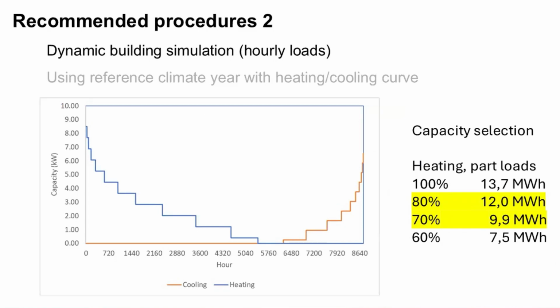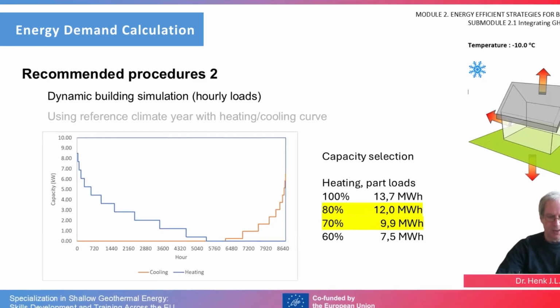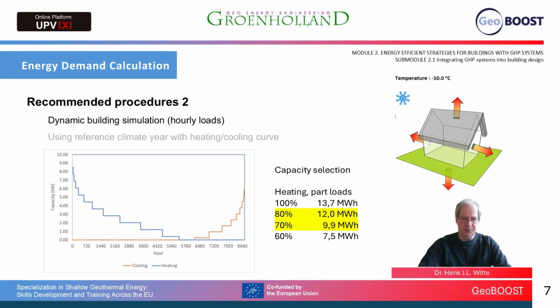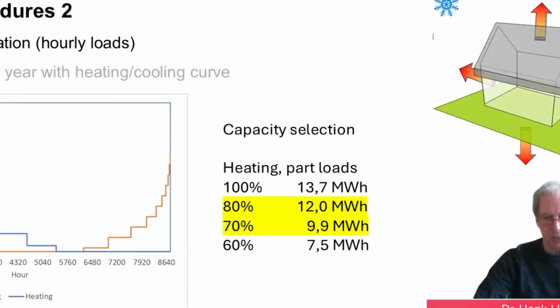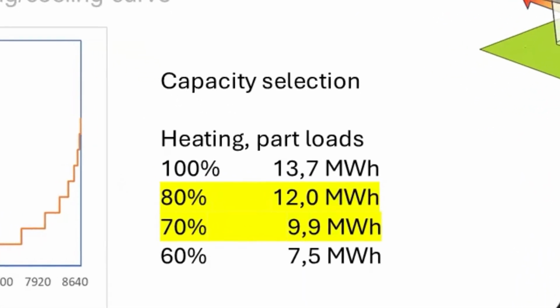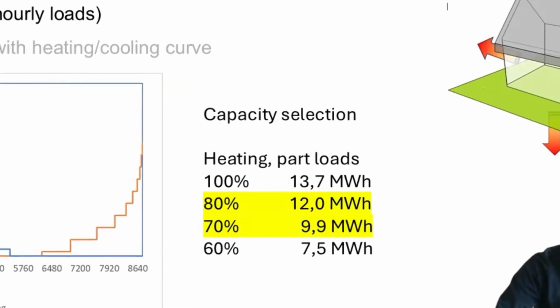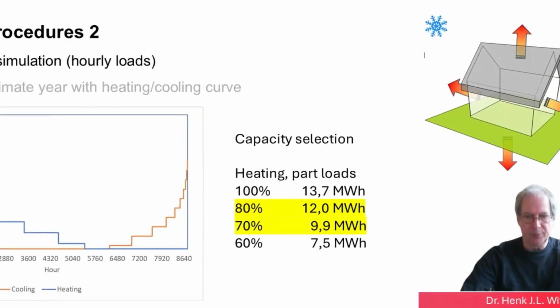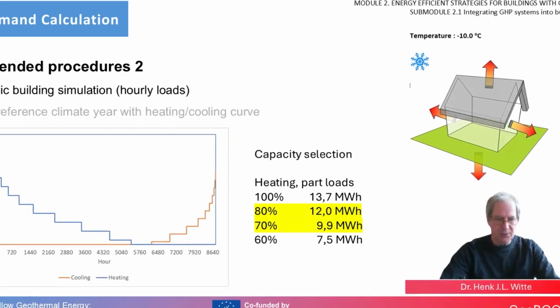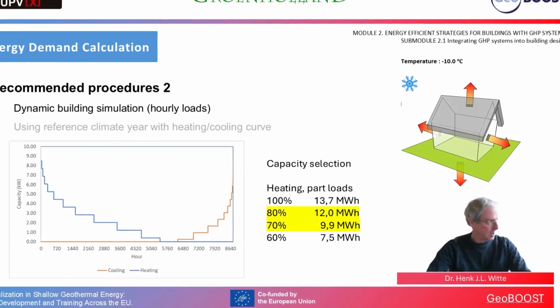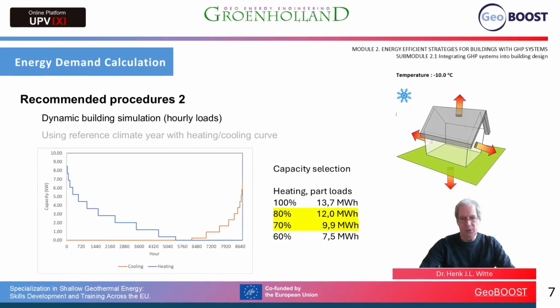How many hours of a high capacity are required for heating, and going to the right we see that fewer and fewer hours are required, or more and more total hours are required for the total heating demand. In fact, if we look at the part load conditions, we can see that with a smaller capacity, we can already do 80% of the heating load, 12.0 megawatt hours, and an even smaller capacity will allow us to do around 70% of the total heating demand.